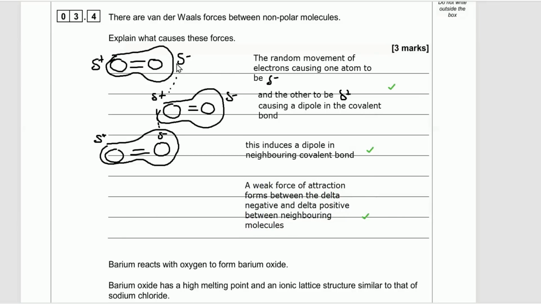a bond here. The random movement of electrons causes a dipole to be formed. That induces another dipole, and that's the second mark, in the neighboring molecule. And then a force of attraction is created between the delta negative and delta positive between the adjacent molecules. Nice.